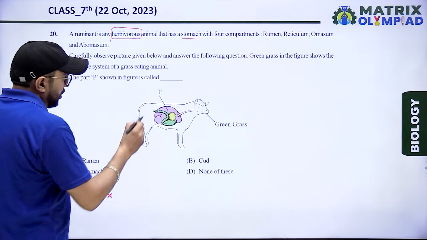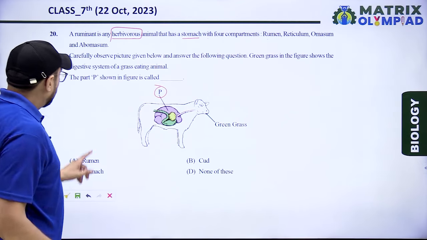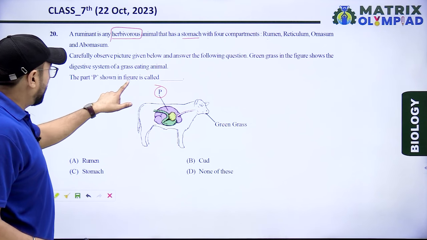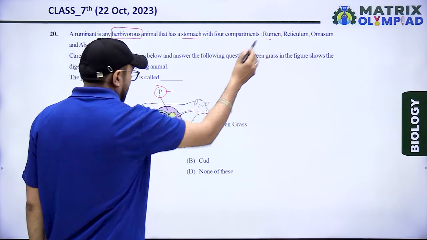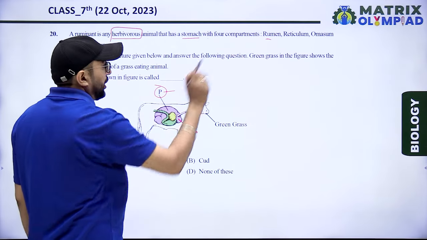So P, the part P shown in figure is P. P is for rumen. Next, this one is reticulum.